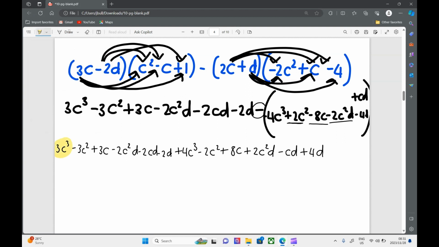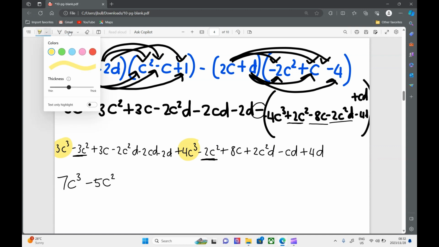So let's just check all the ones that have c³. Okay, so we've got 3c³ plus 4c³, so we've got 7c³. Next up, let's do the c squared, so just c squared by itself. So minus 3c squared. We can't do this one because it's got a d attached to it. We can do this one, minus 2c squared. Okay, so we've got minus 3, minus 2, so minus 5c squared.